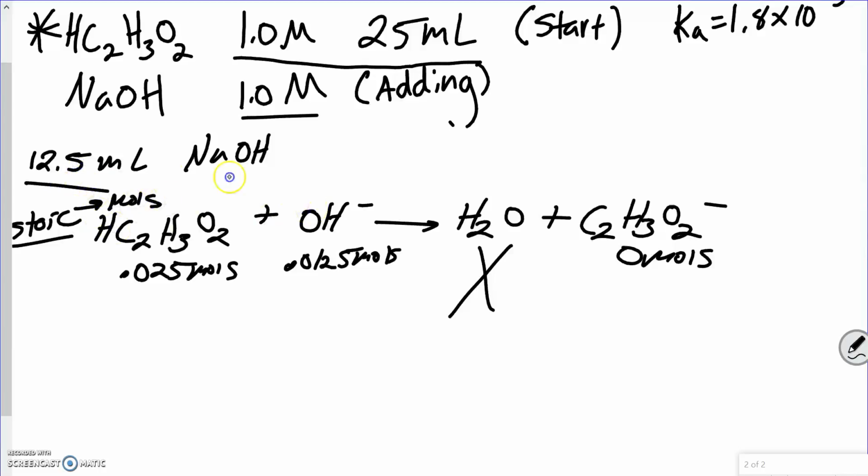And what we're doing is going back and saying, okay, I didn't add any sodium hydroxide. Now I'm going to add 12.5 milliliters. So we're ignoring the fact that we've already added 8, if that makes any sense. It's what I call a reset. It just allows us to do our math a little bit easier. Okay, so from here, we do our stoichiometry. Hydroxide is still the limiting reactant. So we subtract that from both of these.